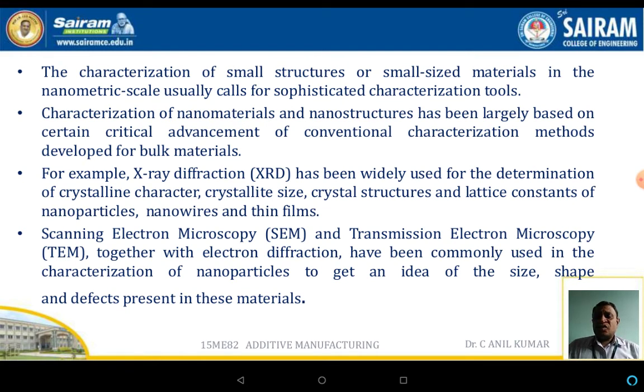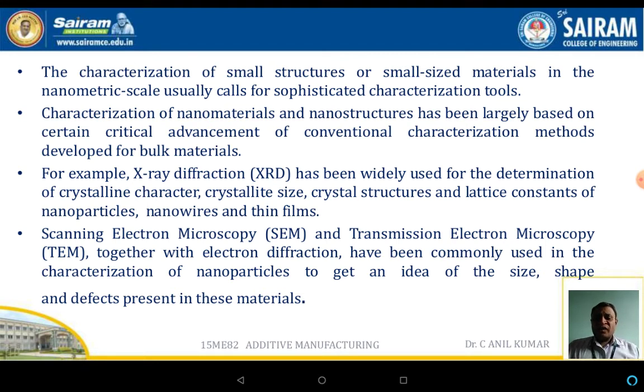Now, the characterization of a small structure or a small size material in the nanoscale usually calls for sophisticated characterization tools. The characterization of nanomaterials or nanostructures has been largely based on certain critical advancements in conventional characterization methods developed for bulk materials. For example, XRDs, SEMs, TEMs, and so on.